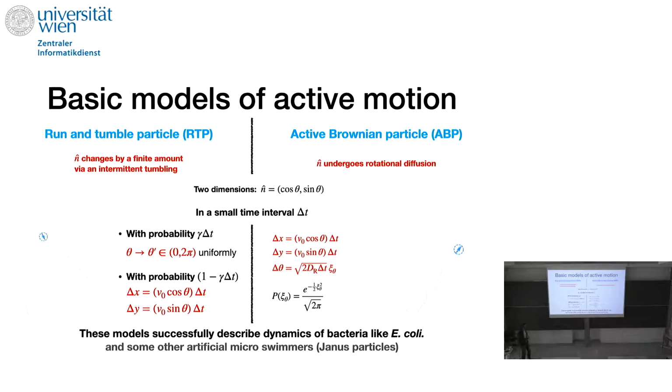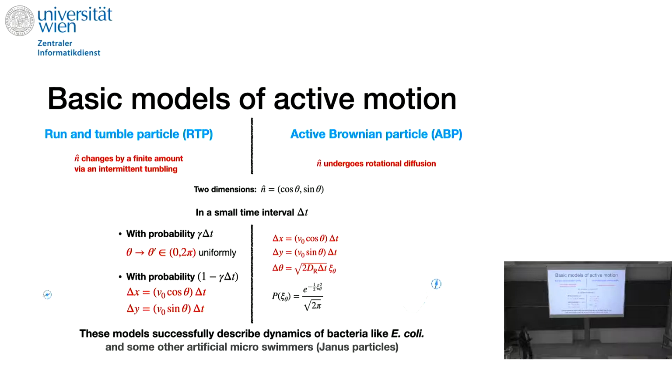So the model is like this: in a given time delta t, with probability gamma delta t, it chooses a new orientation. And with the remaining probability 1 minus gamma delta t, it moves with that speed or velocity, because you have this orientation distribution. On the other hand, there is another model. Here the orientation undergoes a discrete jump, and in this other model, the orientation undergoes a continuous change.